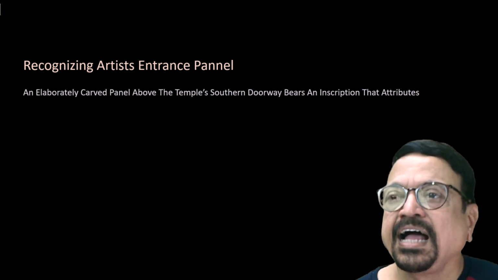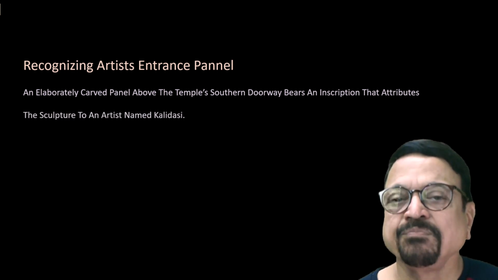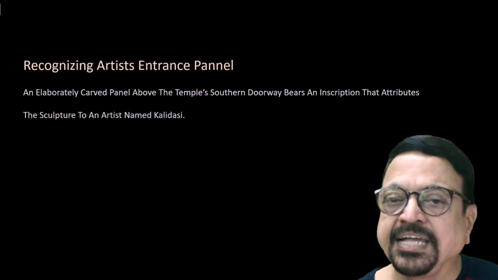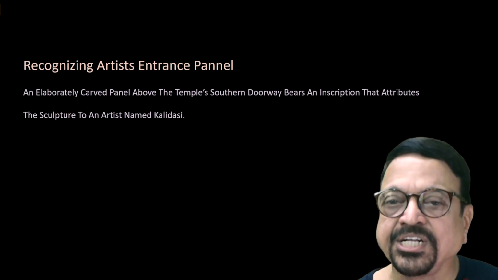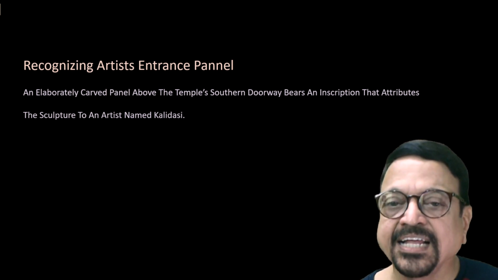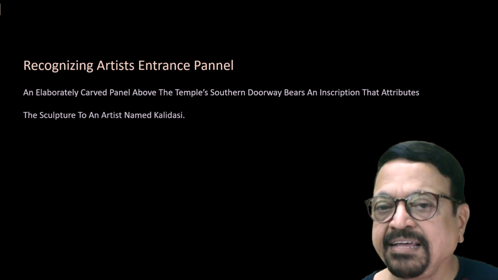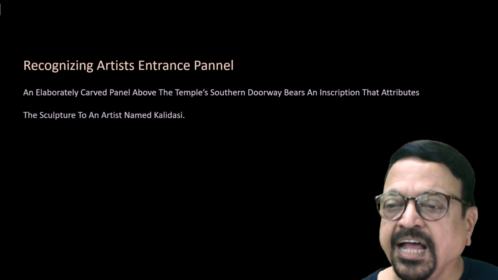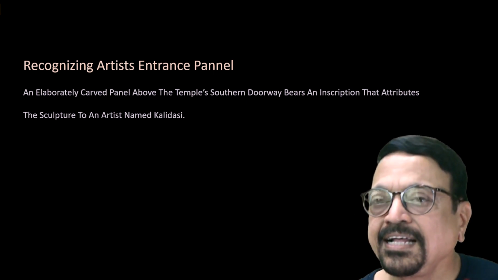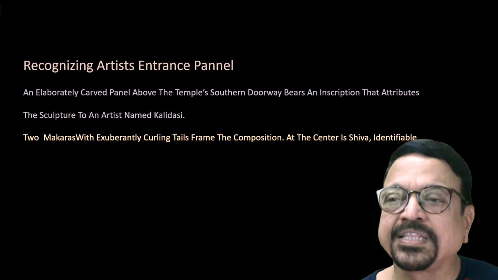Now, an elaborately carved panel above the temple's southern doorway bears an inscription. Now, why should we give importance to the inscriptions? Because we get correct information of that age: who is the person who constructed it, who were the artists, what was the contribution by the king, by the visitors, all are written on the inscription. And most important, it gives us the date on which the temple was constructed and the name of the artist, sculptor, everything is written there.